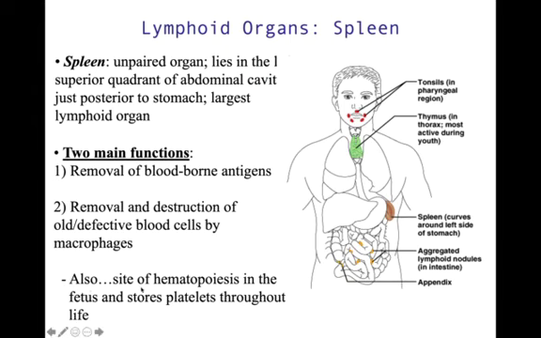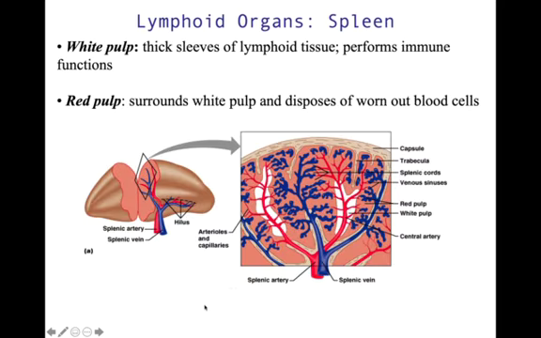On a side note, the spleen is also the site of hematopoiesis in the fetus, and it also stores platelets throughout your entire lifetime. So if we do a cross section through your spleen, you see it has lots of blood vessels. You're going to find lots of reticular fibers within your spleen. So we're going to be supporting something, all right?